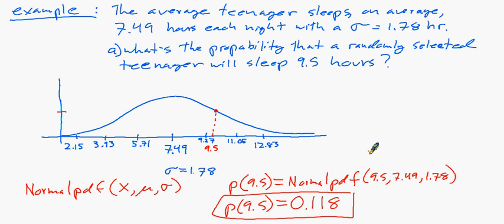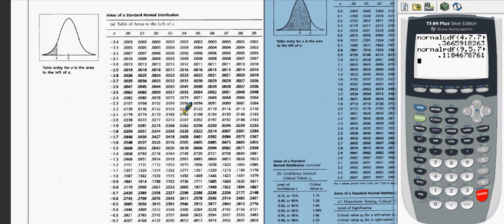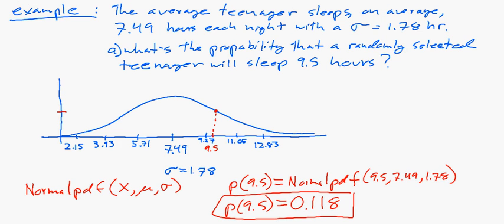Now, something that for some reason confuses folks, if you think about the tables that we were using before, you can't use this to answer that question. These tables give you areas, but that last question was about a single value. The table doesn't do that for you. The equation does that for you, not the table.